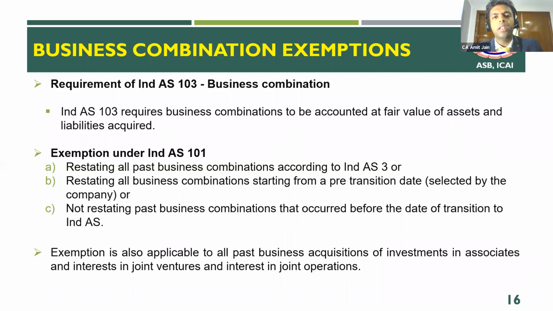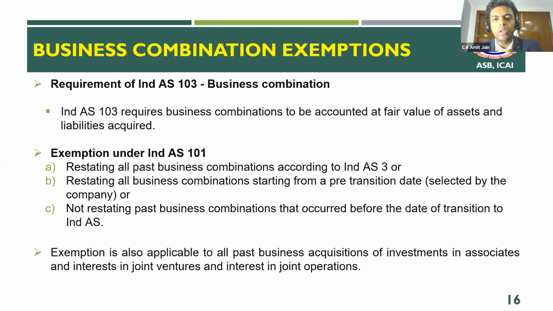So it may be the objective of this that the management wants to restate from a particular date, right? Because the management has the information only for those business combinations, but not prior to that particular date. That is why the choice has been given to the management. So that is what the business combination exemption is.